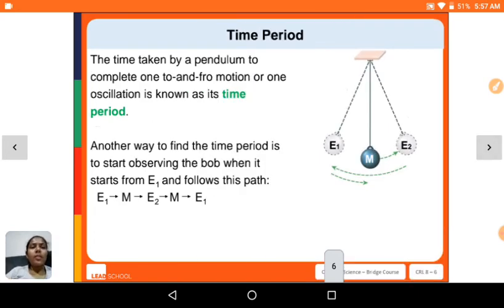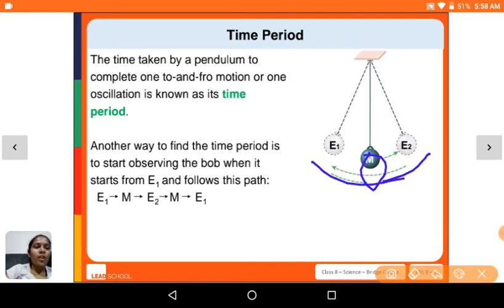Time period. The time taken by the pendulum to complete one to and fro motion, or one oscillation, is known as time period. So what is time period? One oscillation traveled in that time is the time period. One oscillation means mean position to extreme position, then again to the extreme position on the other side, and again to the mean position. That completes one oscillation. So the time taken to complete one oscillation is the time period.